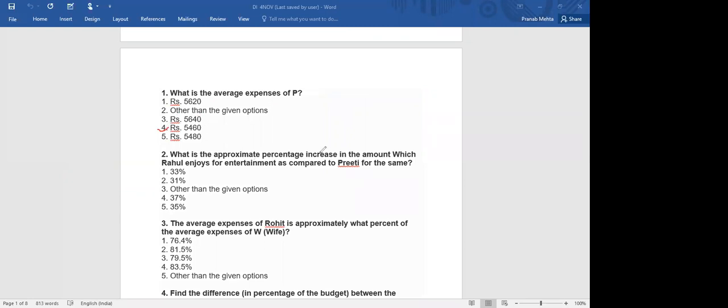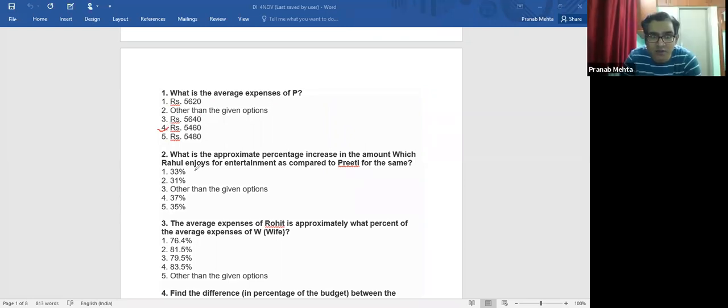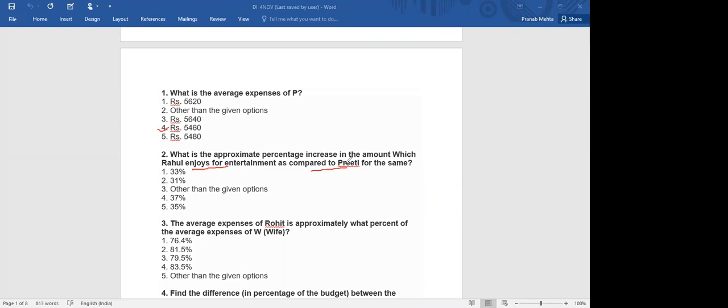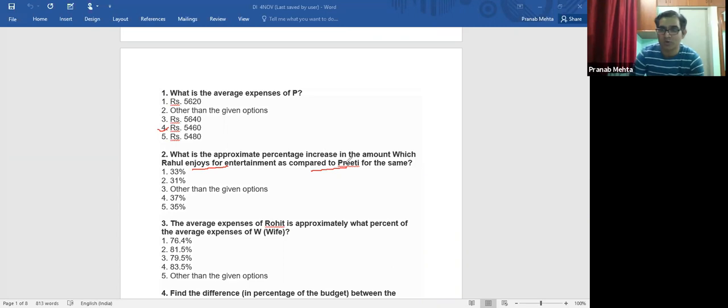What is the approximate percentage increase in the amount which Rahul enjoys for entertainment as compared to Preeti for the same? Now, this is an interesting question. I'll tell you, it depends. Let me take time and solve this question for you.